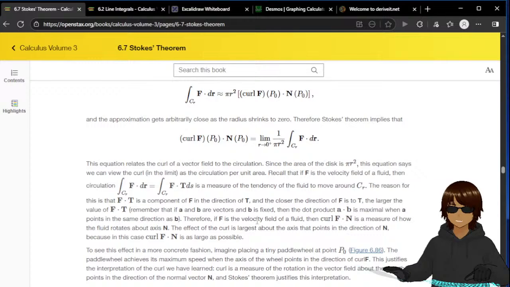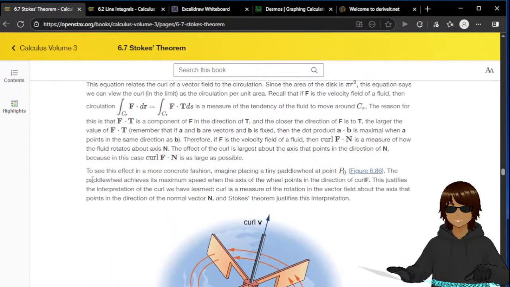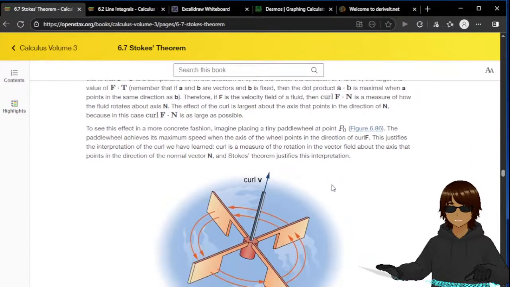Therefore, if F is a velocity field of a fluid, and curl F dot N is a measure of how the fluid rotates about axis N, the effect of the curl is largest about the axis that points in the direction of N, because in this case curl F dot N is as large as possible. To see this effect in a more concrete fashion, imagine placing a tiny paddle wheel at point P0. The paddle will achieve its maximum speed when the axis of the wheel points in the direction of curl F. This justifies the interpretation of the curl we have learned.